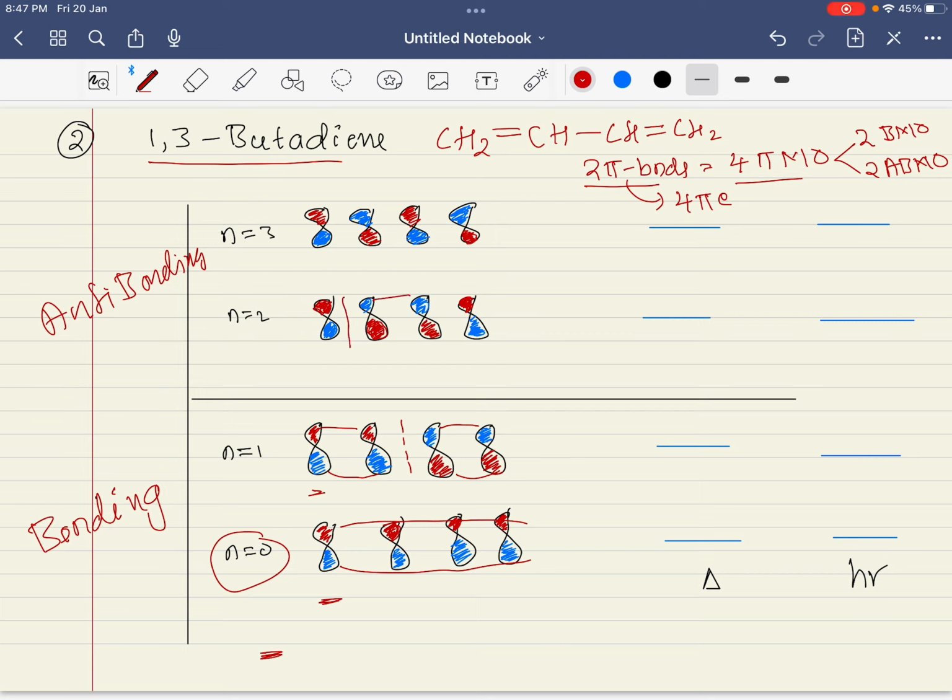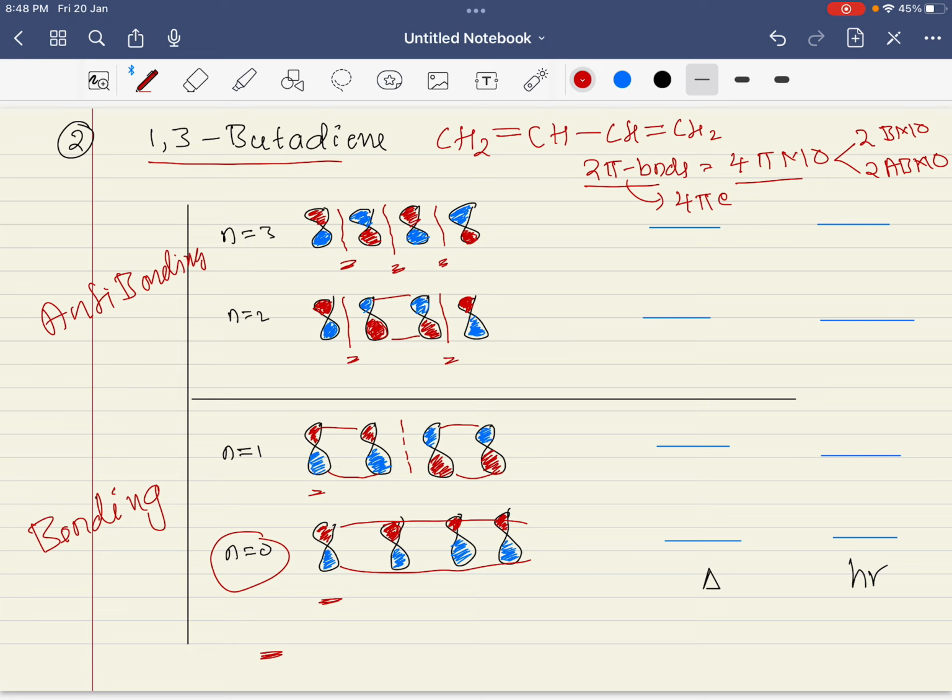Here there is a symmetric overlap. Here there is no symmetric overlap. So because of that, we got two nodes here. Here there is no symmetric overlap. Here also there is no symmetric overlap. Here also there is no symmetric overlap. Because of that, here there are three nodes.